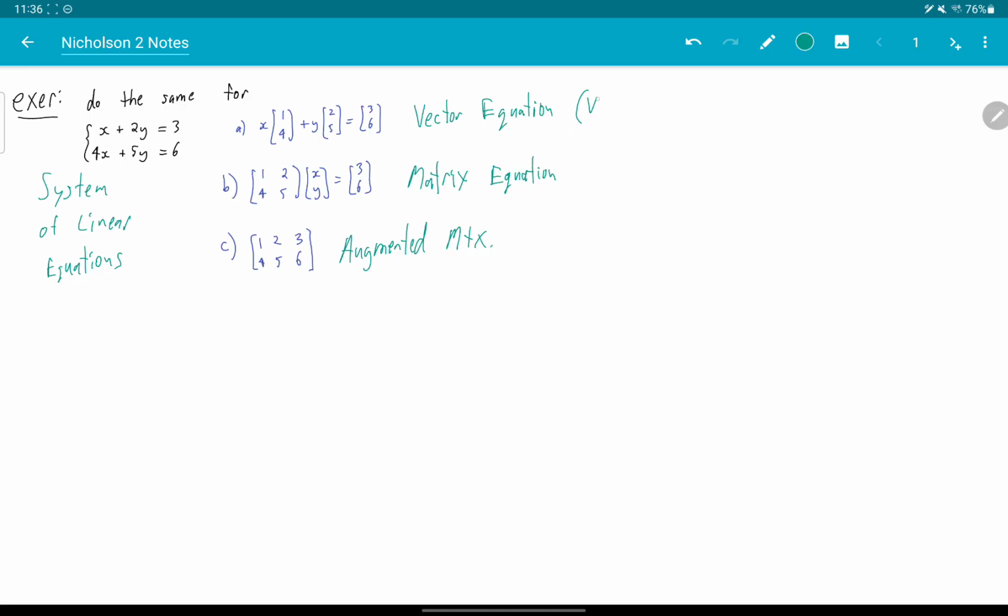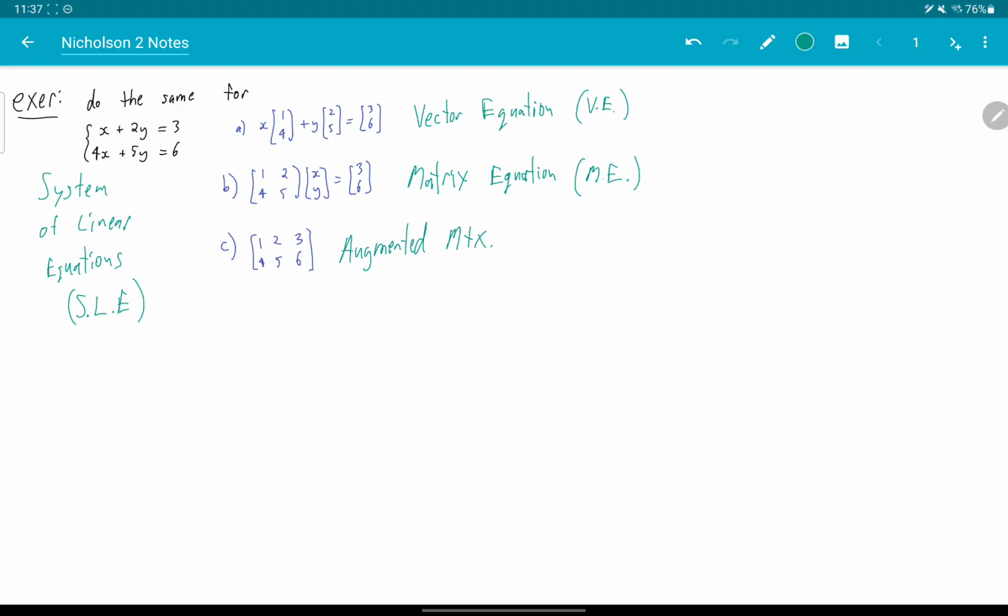And why are we complicating things? Well, different points of view yield different techniques, and the more tools we have, the better. So some short forms, we'll have VE and ME for A and B there, and then SLE for system of linear equations.